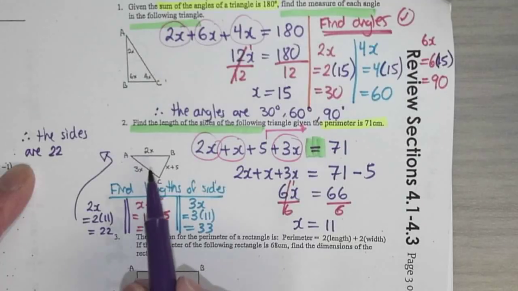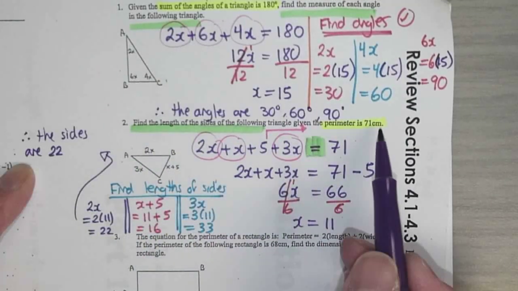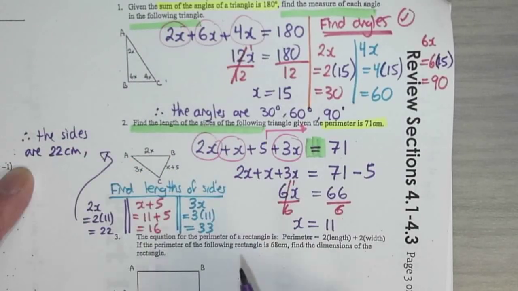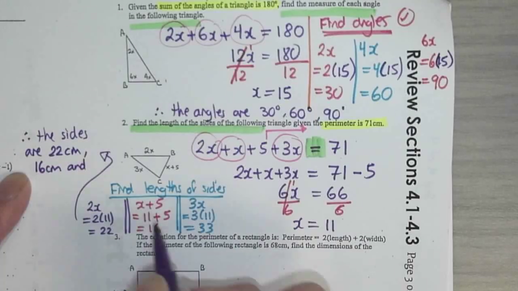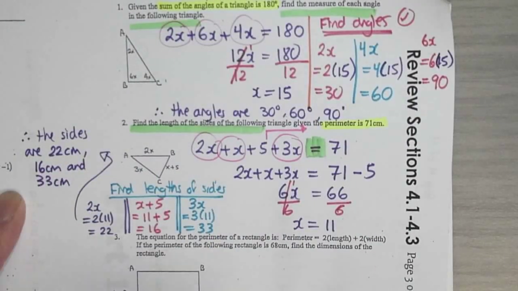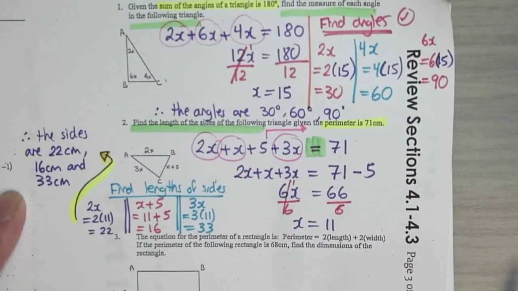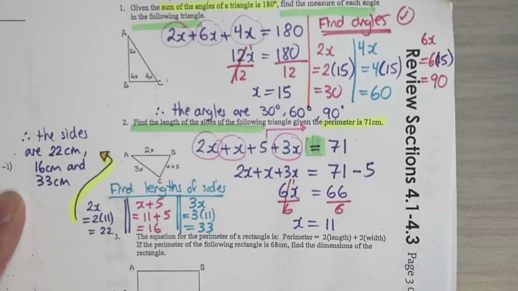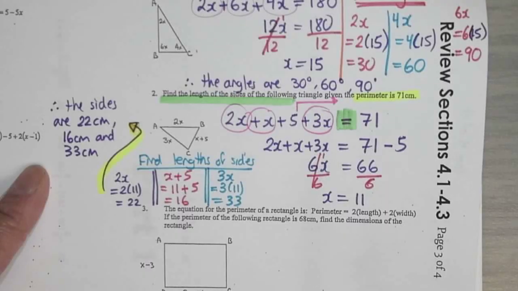And do we have units? Go back to the question. Find the length of the sides of the triangle given the perimeter 71. So centimeters, comma, 16 centimeters, and 33 centimeters. So if you ever run out of room, a big swoopy arrow, and then you can bring your teacher's eye over and say, okay, that's where my answer is. So you can see I'm trying to organize my answer, so if you read it, you can see what's going on.